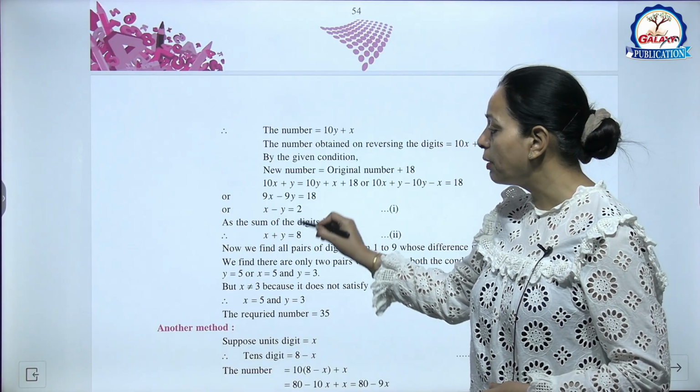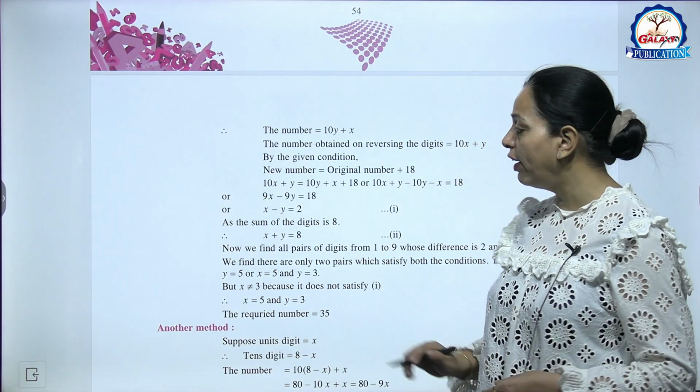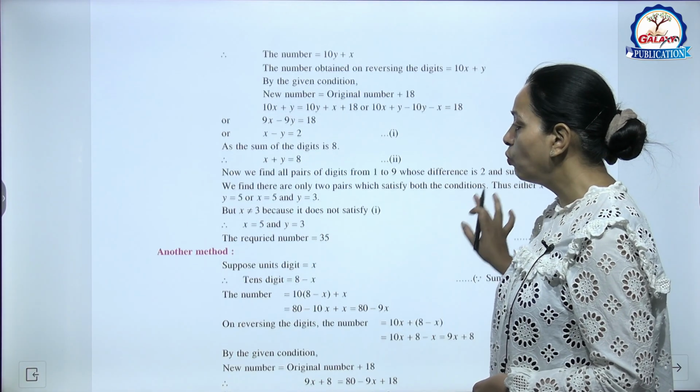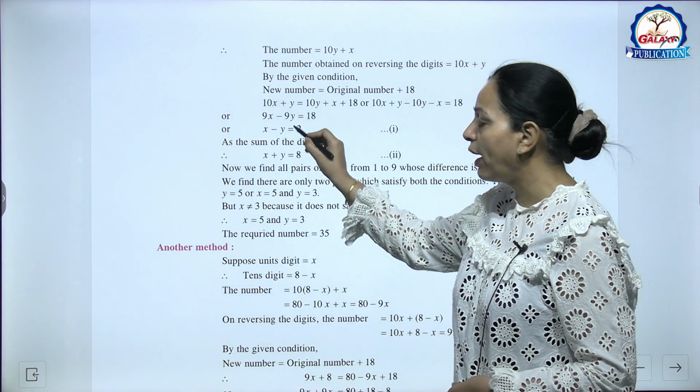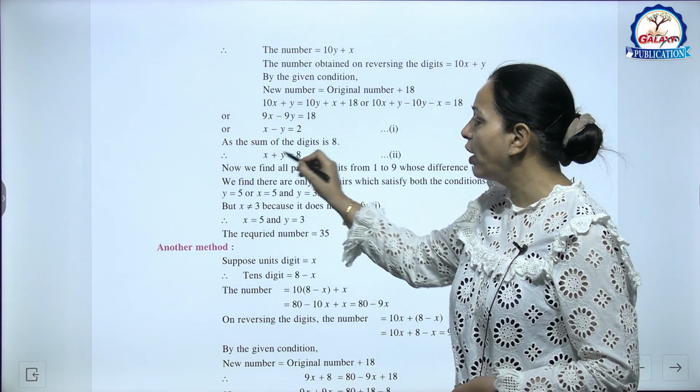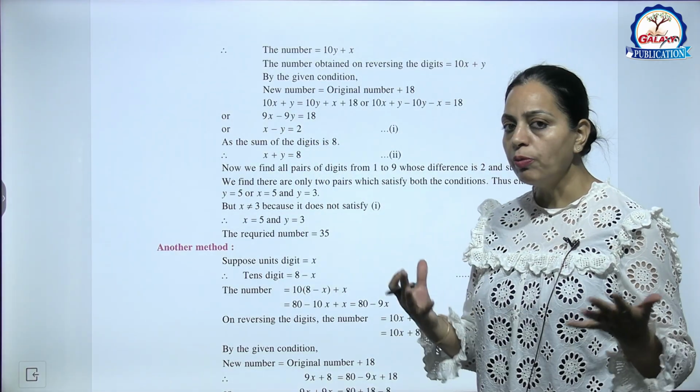Now we will simplify these two. We know very well how to simplify. So by adding these two we are getting 2x equal to 10. We can also do it like this.